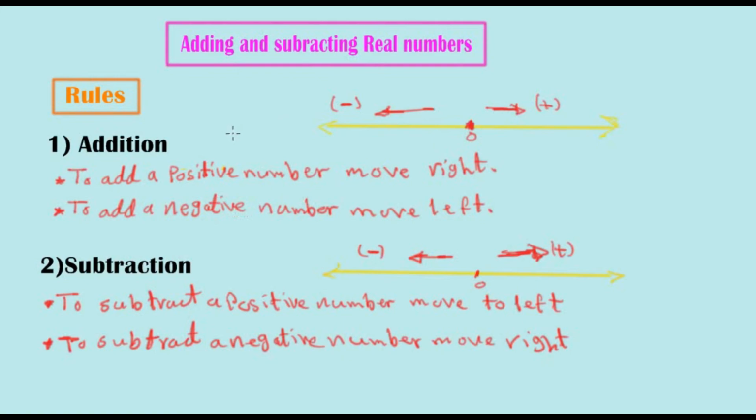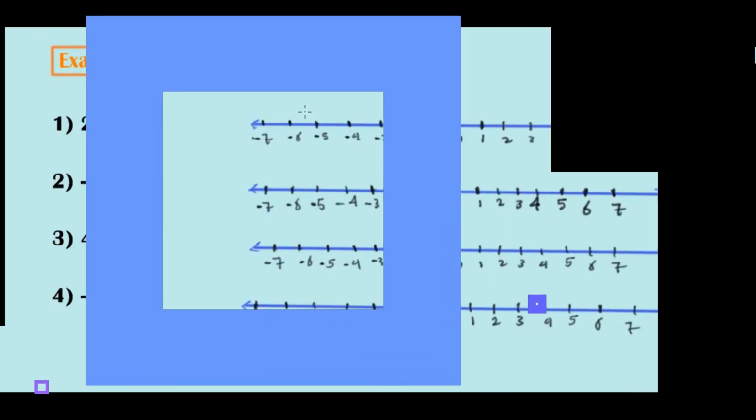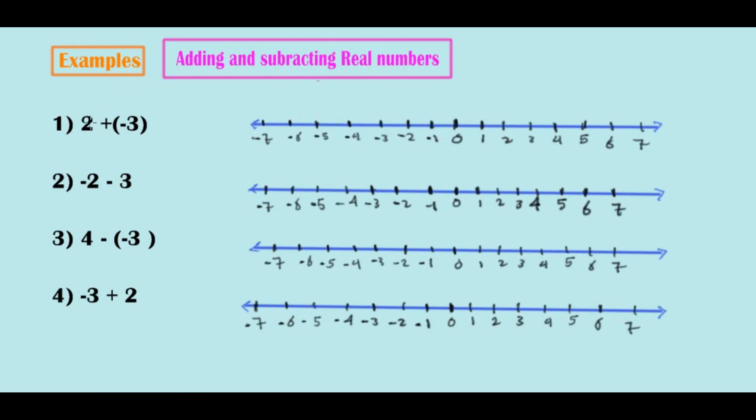Let's take more examples to understand our rules. Let's apply our rules in some little examples. The first example we have is 2 plus negative 3. That means we have a positive number adding to a negative number. The first step, I have to define the first number on our number line, which is positive 2. That means I'm going in the positive way 2 steps. After that, add negative 3.